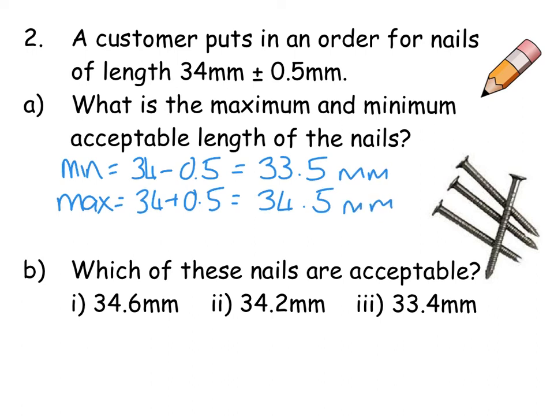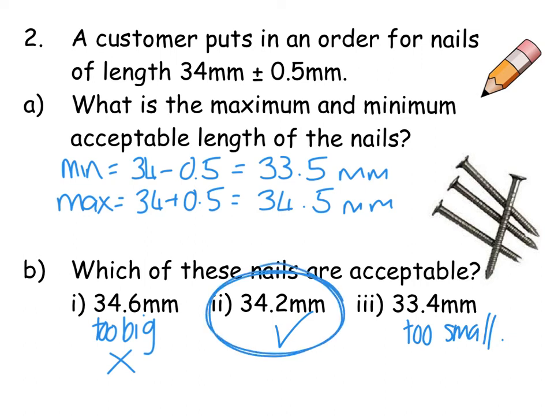So then part B, this is a true part to the question, is trying to decide what's allowed. So I've got 3 nails here and it says which of these nails are acceptable. So 34.6, now you'll notice straight away 34.6 is too big, right? So that is not acceptable. 34.2 is okay, that's between the two, so that's perfect. And 33.4 is too small because that's under 33.5. So if the question says which are acceptable, you would just say that this one was acceptable. And be careful though, because sometimes the question will say which ones are rejected or not acceptable, which is when you write down the other two.